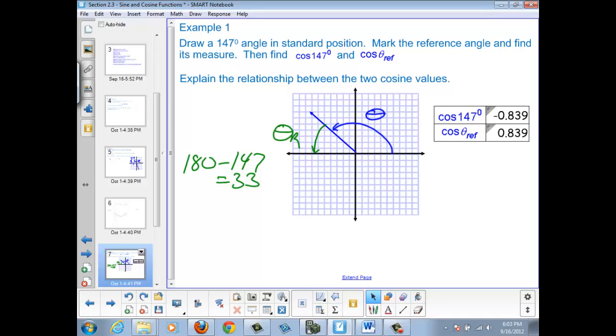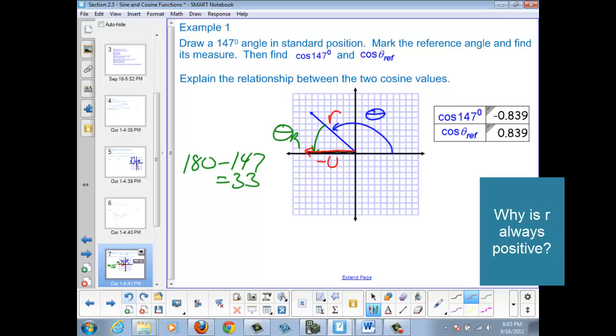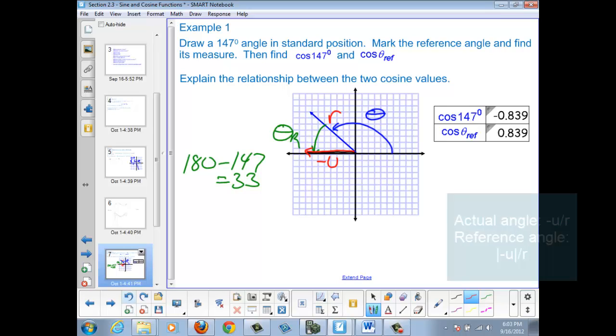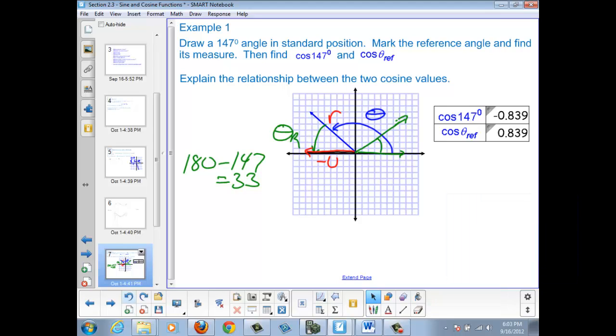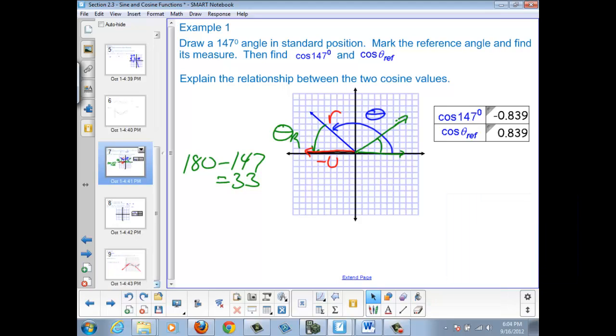So rounded to 3 decimal places. So why is one negative and one positive? If we think about our horizontal distance from the origin for this angle, we'll see that it gives me a negative u value. And if we remember that r is always positive, for our actual angle, we are talking about a negative u over a positive r. For our reference angle of 33 degrees, if we were to draw a 33-degree angle, our u value would be positive. Hence, a positive value for the reference angle.